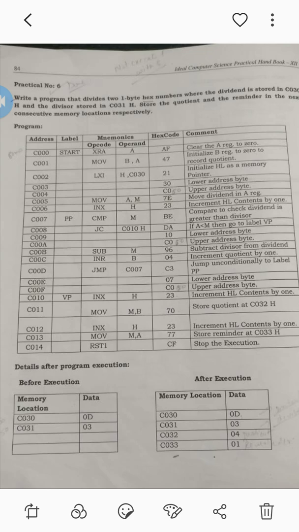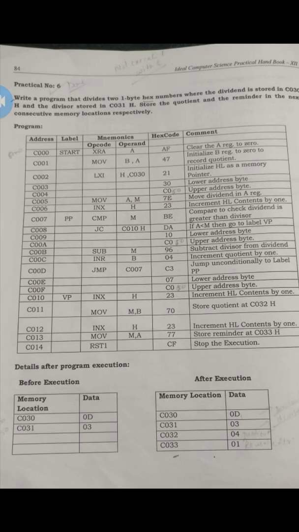Now next is MOV M, B. Our quotient is in the B register. Now we have to move that data into memory, because we have to store it at the 6032 memory location. That's why we have used that instruction. The HL register is already pointing to 6032, and this instruction will move the contents of the B register to that memory location. Now INX H again, because we have to store the remainder. So the hex code of INX is 23.